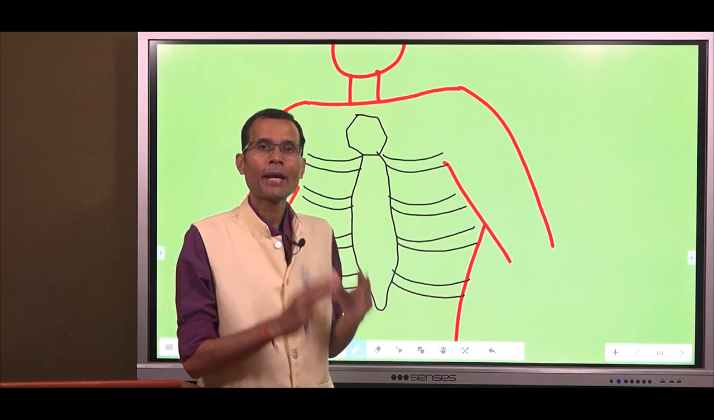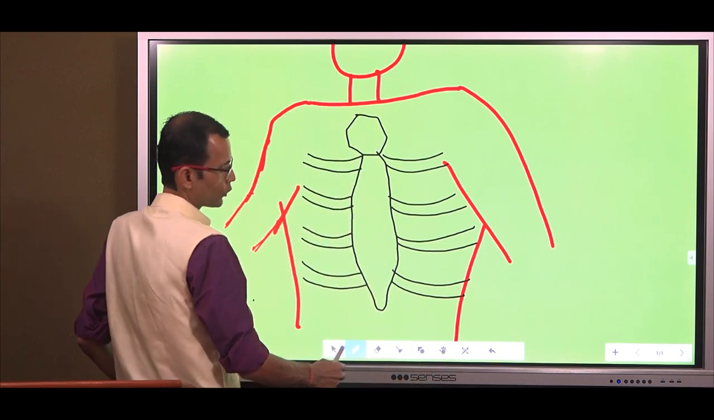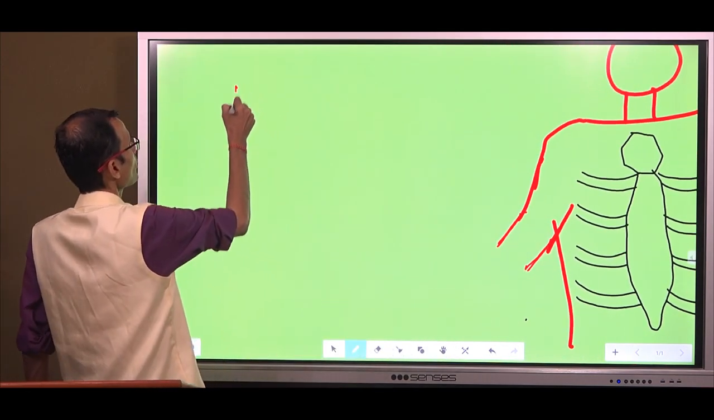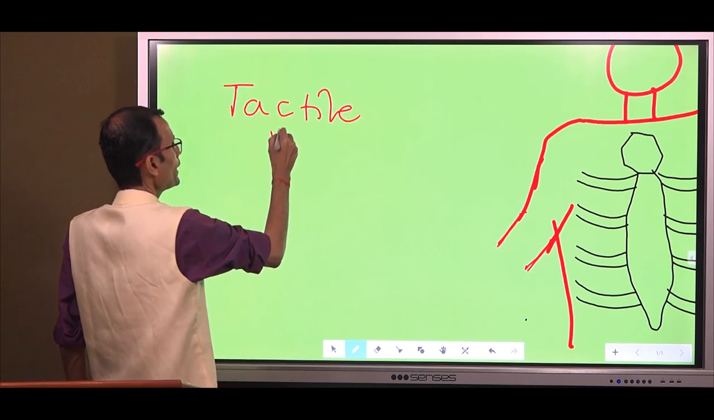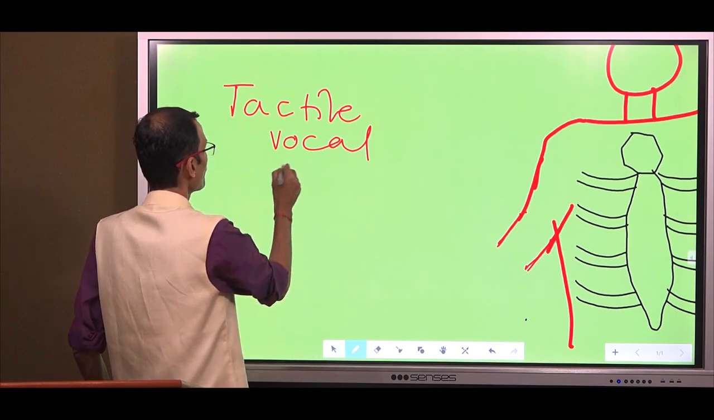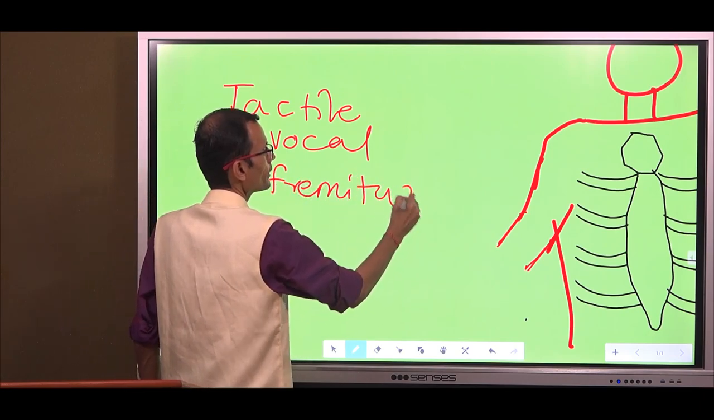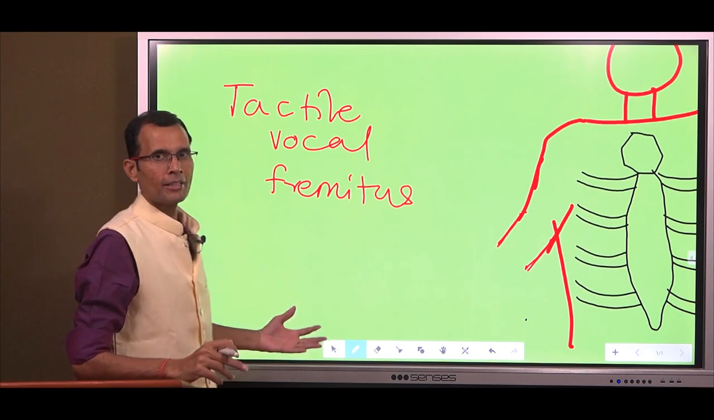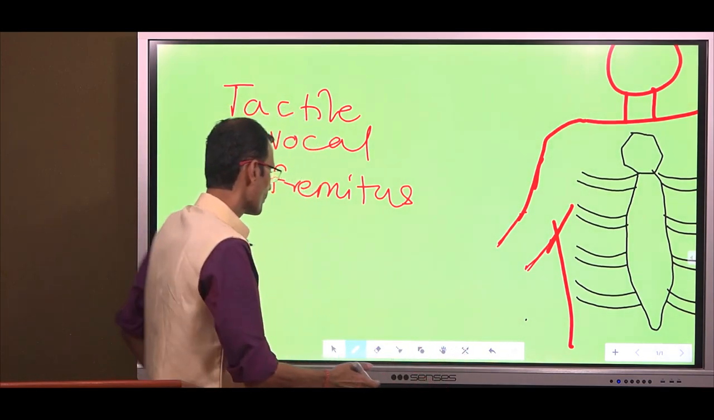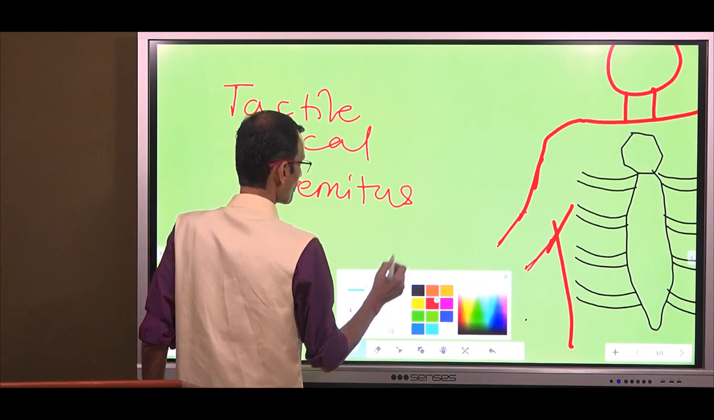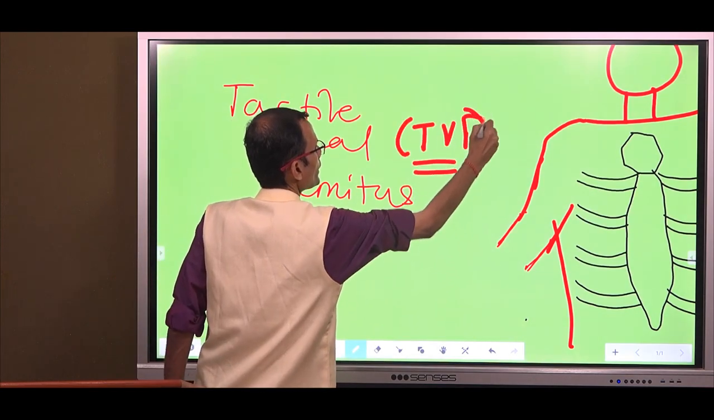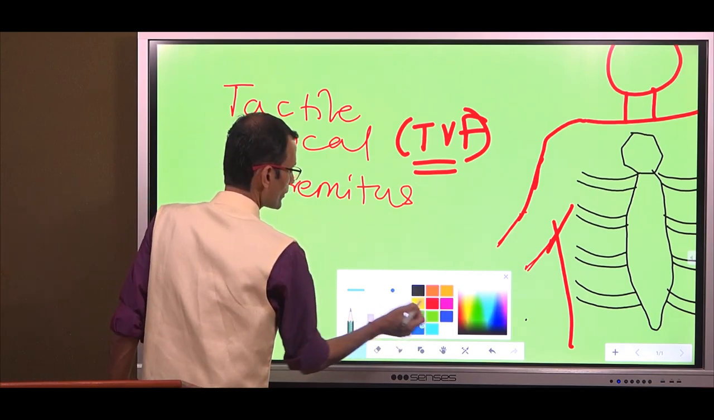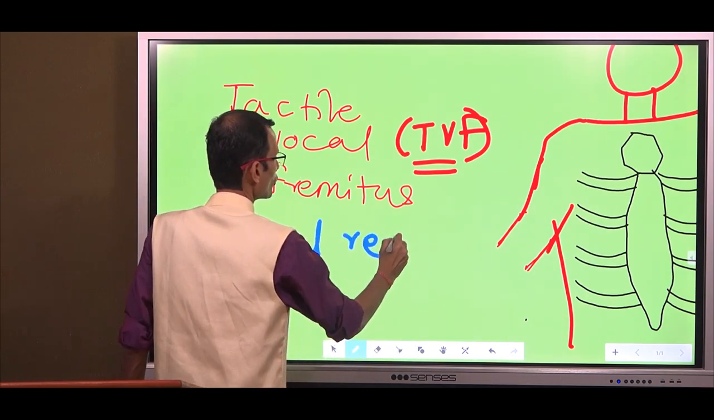This topic is related to the practical clinical physiology. And the topic is tactile vocal fremitus and vocal resonance. Tactile means touch. Vocal is related to the sound, the vocal cords and the sounds produced. And fremitus means vibrations. So, tactile vocal fremitus, TVF, and its counterpart in auscultation is called vocal resonance.